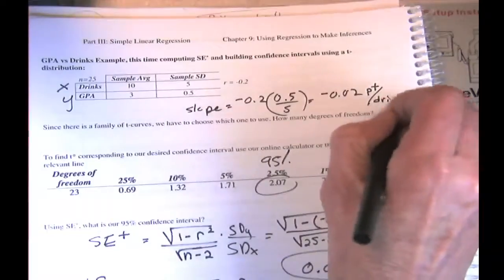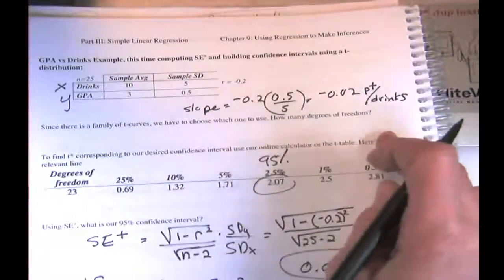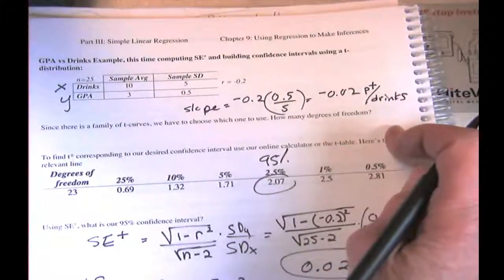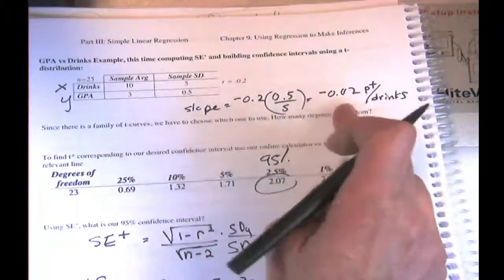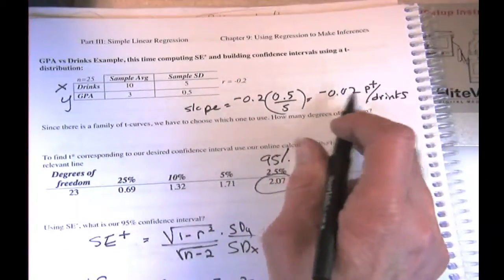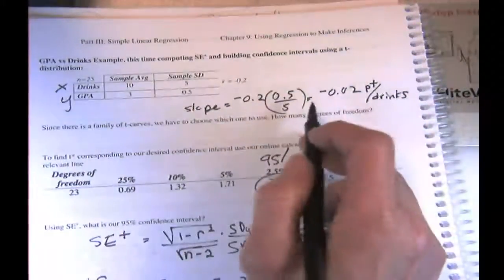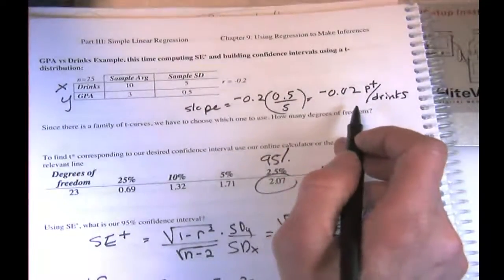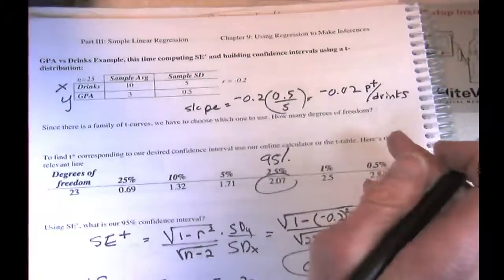divided by drinks. So if you want to interpret that, what that's saying is that on the average, for every drink that students consume per week, their GPA on the average goes down by 0.02 points. That's what that means. Okay? So whether that's important to you or not is one question. You might think that's tiny, and it could still be statistically significant, or vice versa. But those are two separate questions.